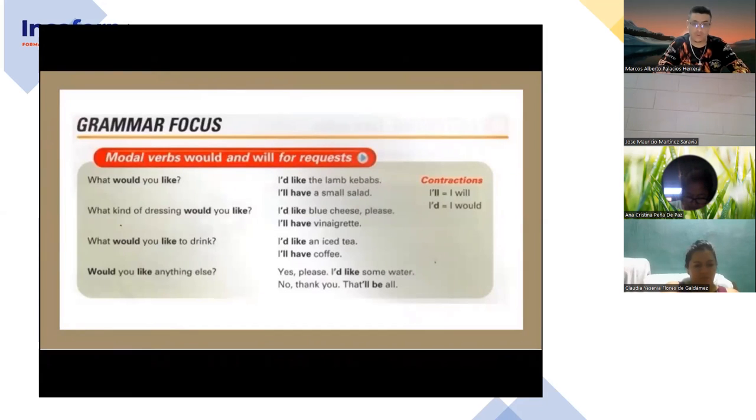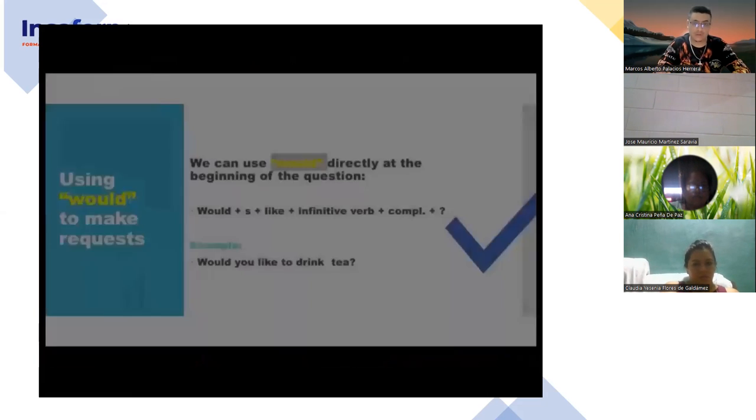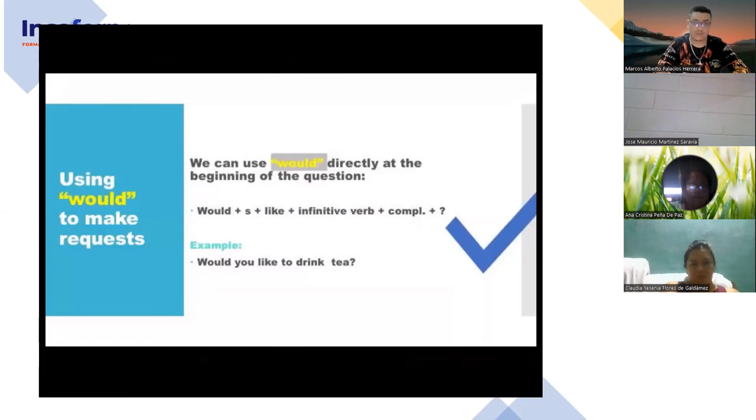Contractions. I'll equals I will. I'd equals I would. We presented would and will in a conversation and then on a previous chart. But now let's work on them. Using would to make requests. Would is used when we make requests in English. It is a more polite way to make your requests to someone, especially when you're not familiar with them.